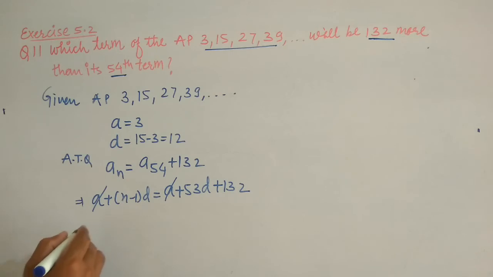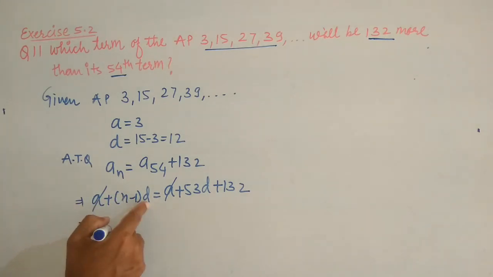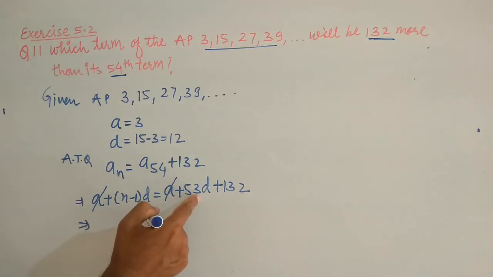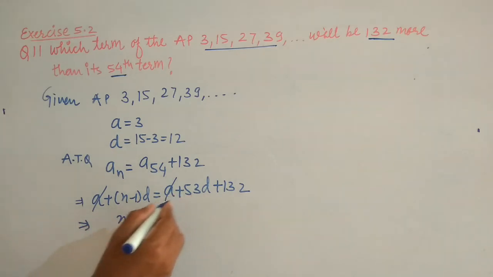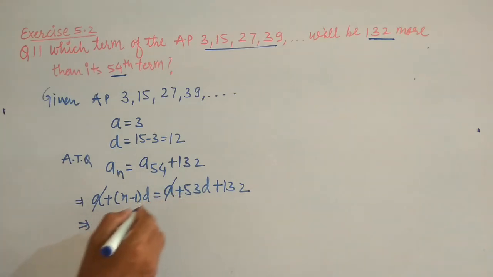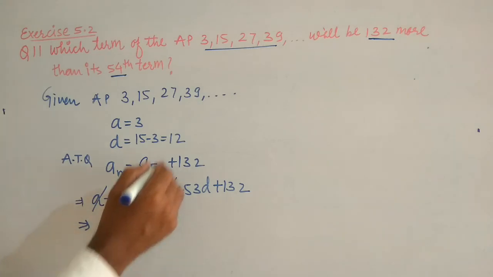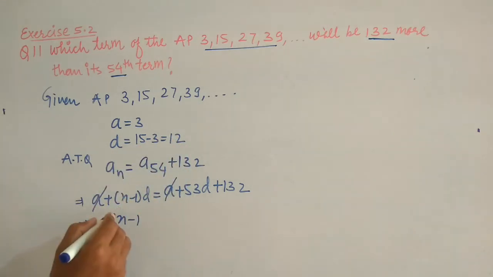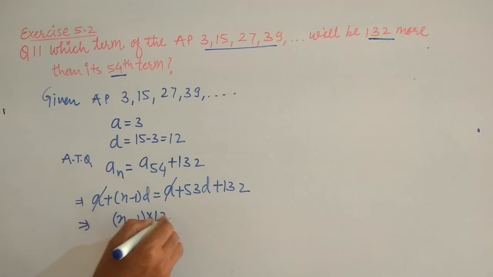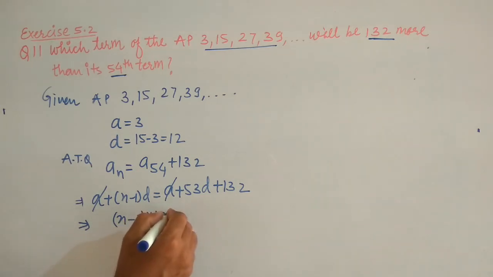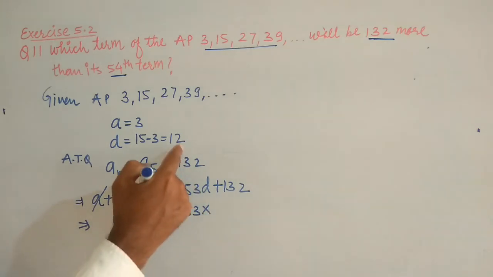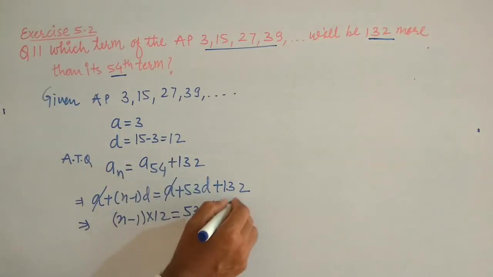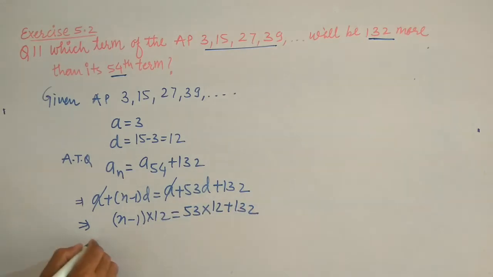a से a कैंसिल हो जाएगा, फिर n माइनस 1d यहाँ पे है और 53d, तो n माइनस 1 एंड 53d और d की वैल्यू भी हमारे पास है 12, तो d की वैल्यू भी हम यहाँ पुट कर देंगे, दैट इज व्हाट 12. So it is 12 is equal to 53 into d. D is what? 12 plus 132.